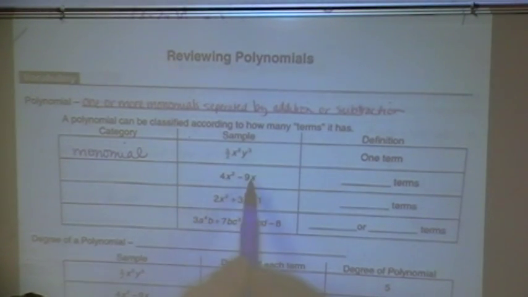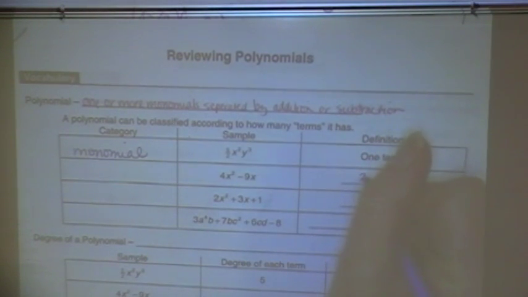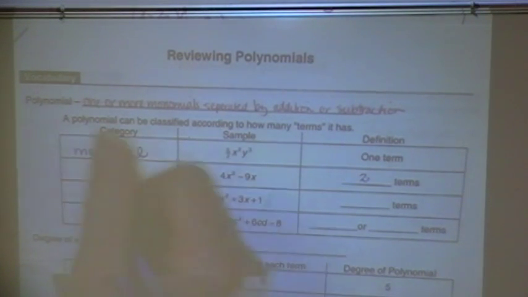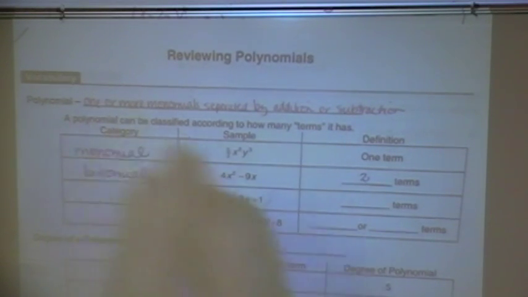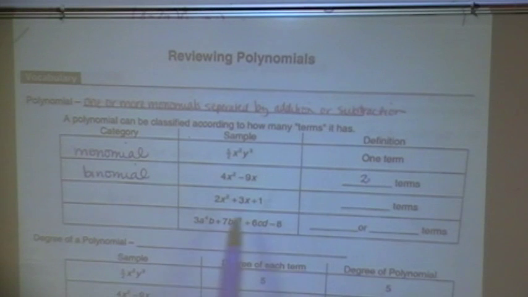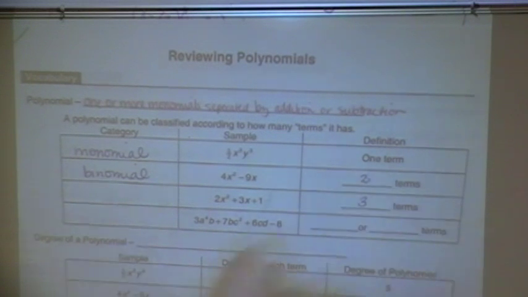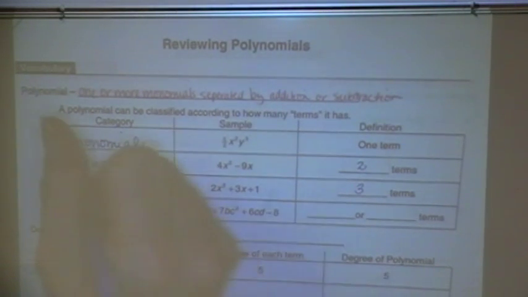This has two terms. So I need a prefix that means two numbers. Binomial. Now this one has 1, 2, 3 terms. So it's going to be a trinomial.